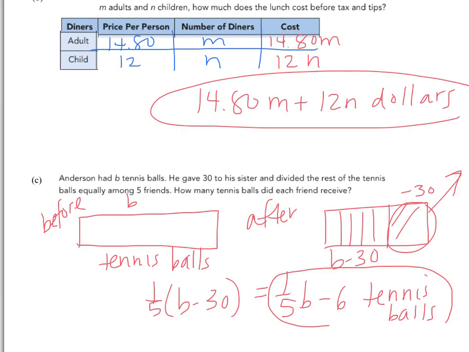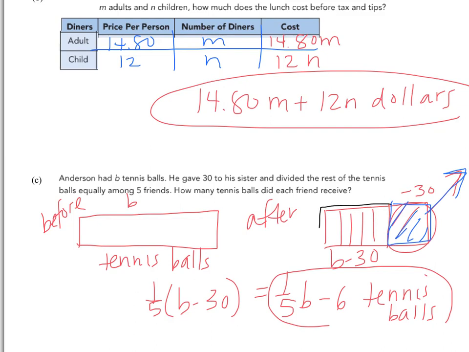Okay, so here we go. So he has B tennis balls. So here is my first picture. I have a bar model with B tennis balls. And then he's giving 30 to his sister. So what I did is I made a group of 30 and minus 30. We're taking 30 tennis balls away. Those are going to his sister.